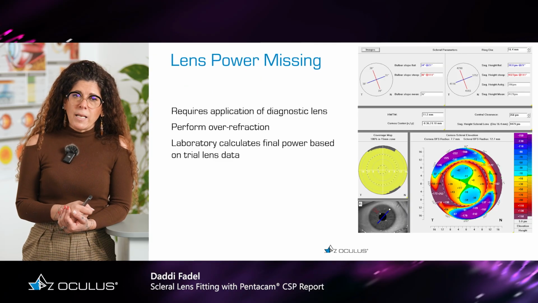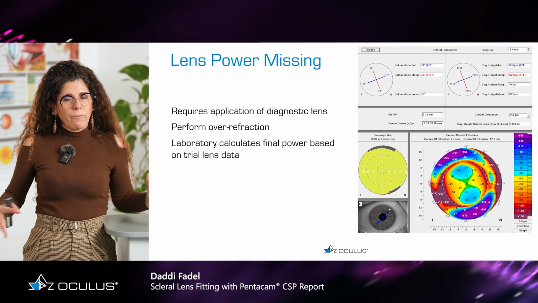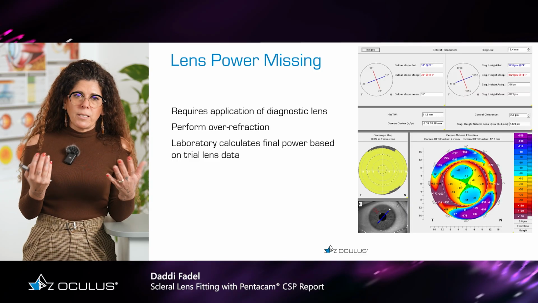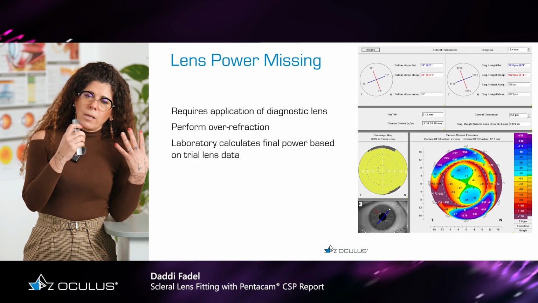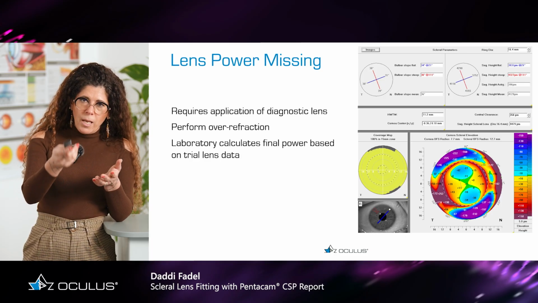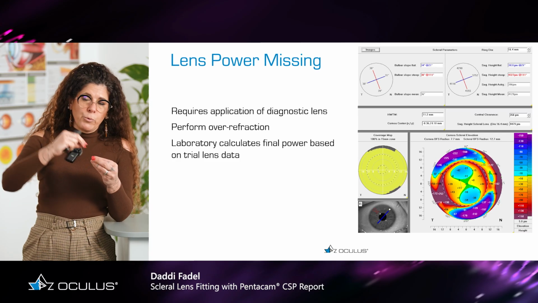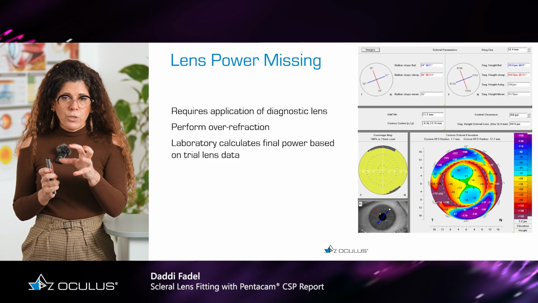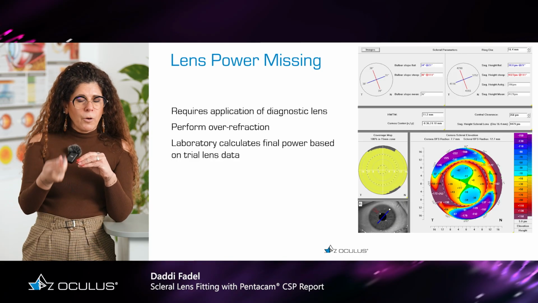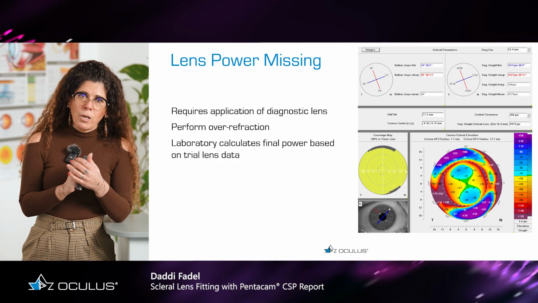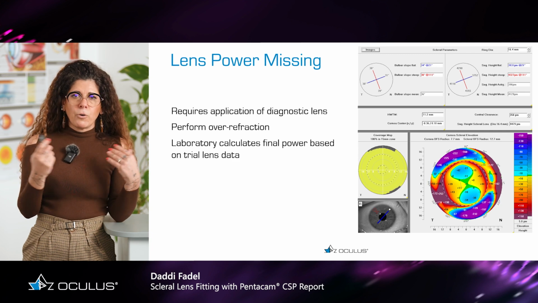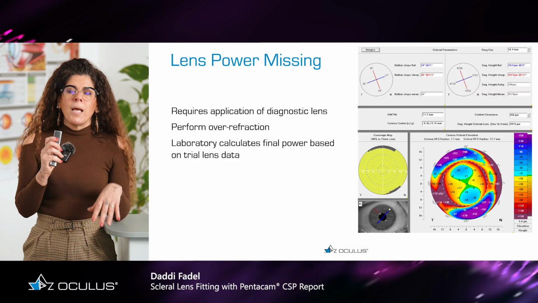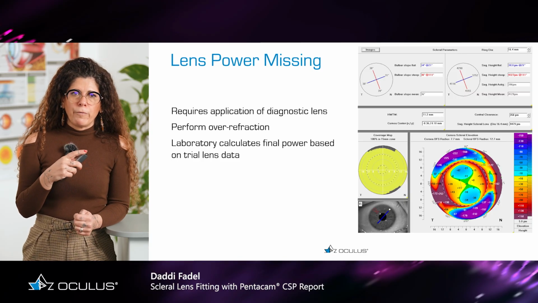Now what is missing is the power of the lens, because we have all the parameters. What you need to do in this case is apply any rigid contact lens on the eye, not necessarily a scleral lens, especially in significant toricity where you may have air bubbles coming inside the lens and disturbing vision, so it will not allow you to perform an over refraction. Apply any corneal lens with a small apical clearance to perform the over refraction.